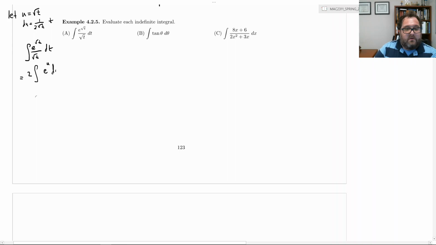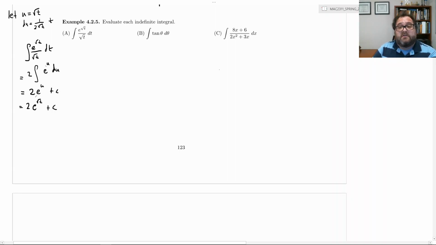Which means now I have this new indefinite integral, 2 times e to the u du, which is super easy to antidifferentiate, because we know the antiderivative of e to the u is just e to the u, plus c. And then the last step, of course, is to back substitute. We know u is the square root of t, so we write 2e to the square root of t plus c.